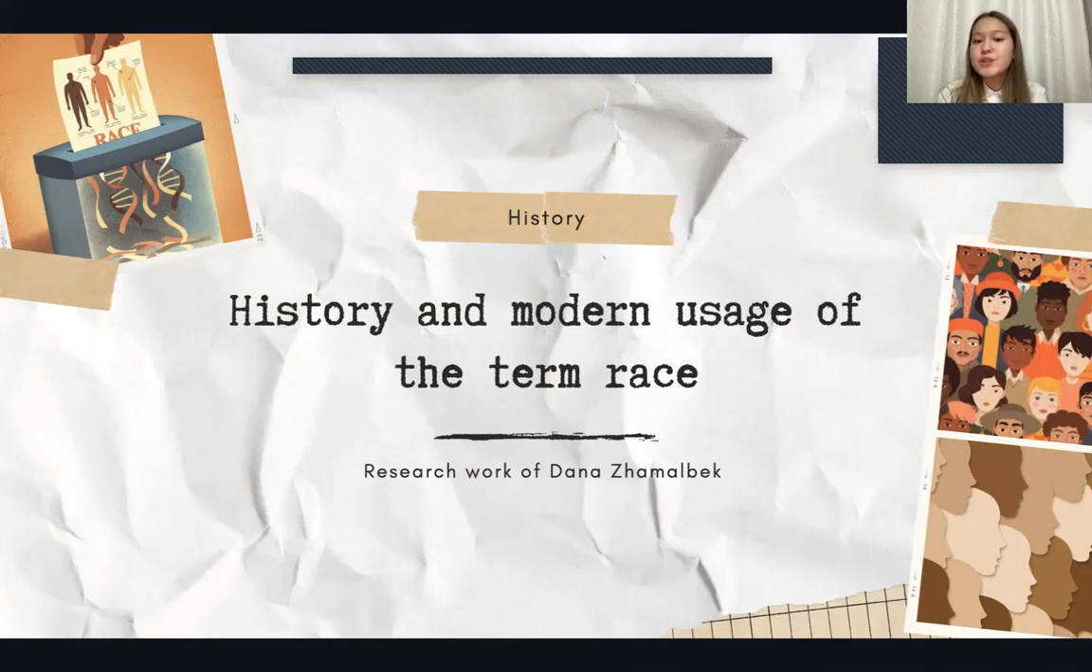The theme of my research is the history and modern usage of the term racism. I picked this theme mostly because racism nowadays is more urgent than ever for me and for the whole community, society. I also wanted to figure out the connection between the terms race and racism, and to conclude that the term racism is nothing more than a social construct.